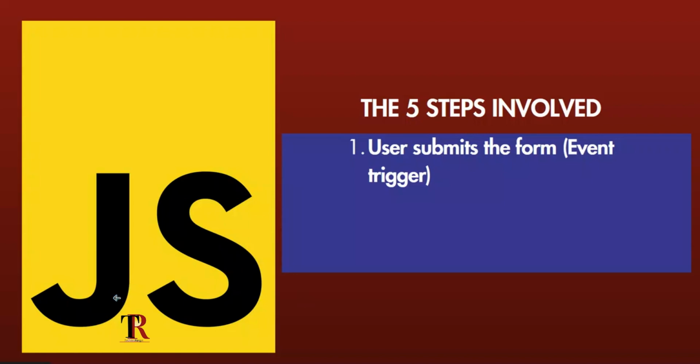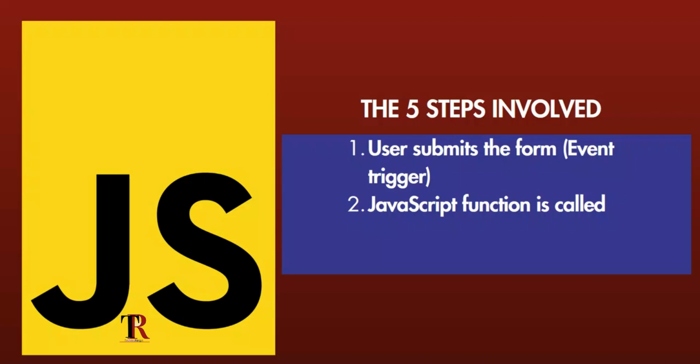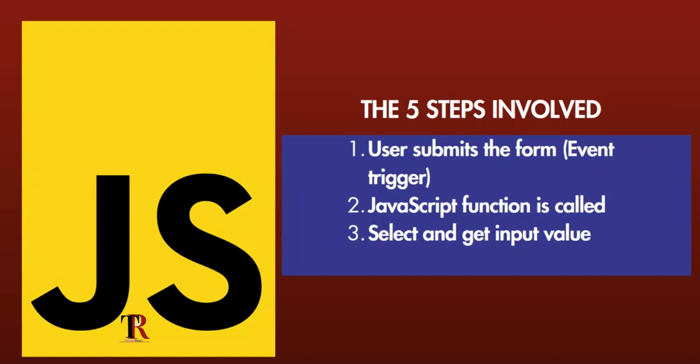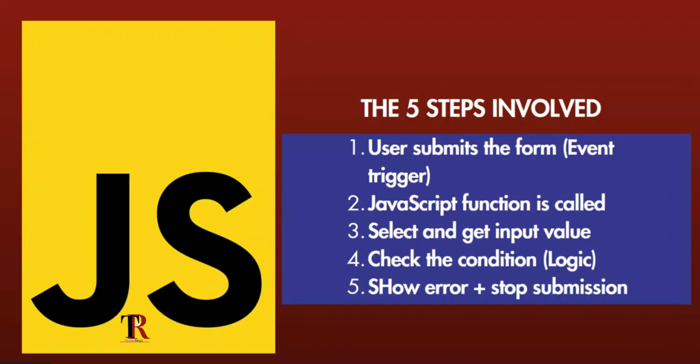The first step is a user submits the form, which is going to trigger an event that we have in the code. The number 2 step is that the JavaScript function in the code is called. Step 3 is to select and get the input value. Step 4 is to check the condition, the logic that is inputted into the code in order to check if a requirement is met. And the last step is to show an error and stop submission if there's an error in the inputs.